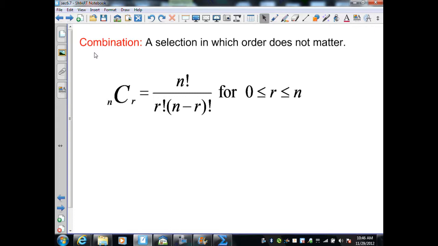Now we move into a combination. A combination is a selection in which order does not matter. We could still use a factorial method, and it's going to be very similar to our permutation.